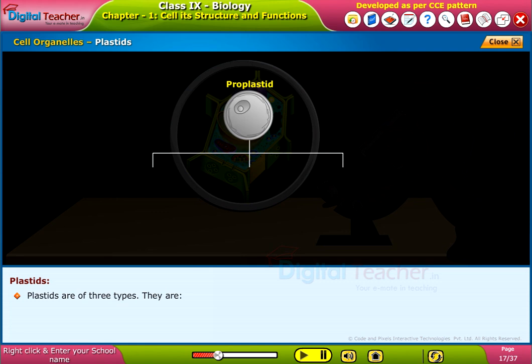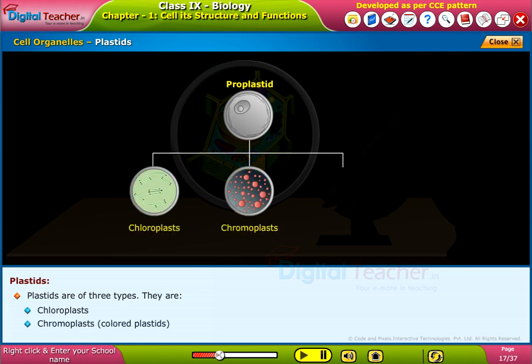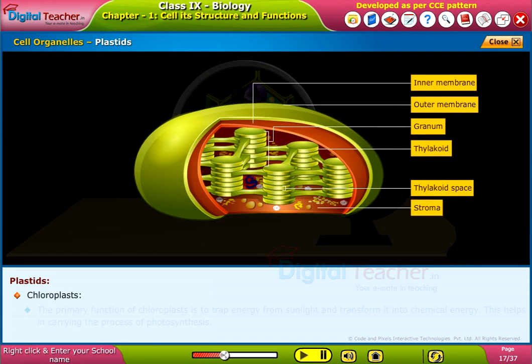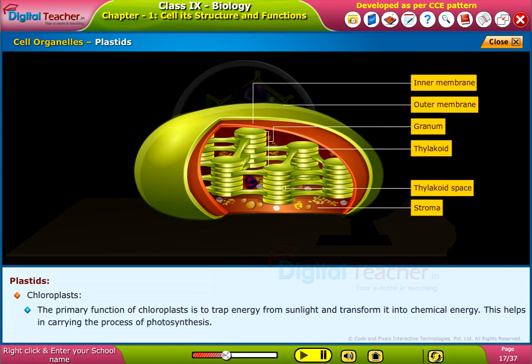They are chloroplasts, chromoplasts, leucoplasts. Chloroplasts. The primary function of chloroplasts is to trap energy from sunlight and transform it into chemical energy. This helps in carrying the process of photosynthesis.